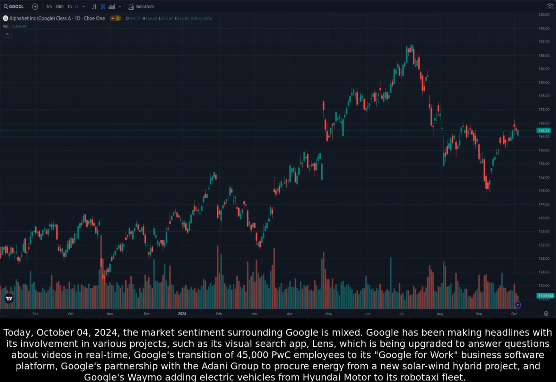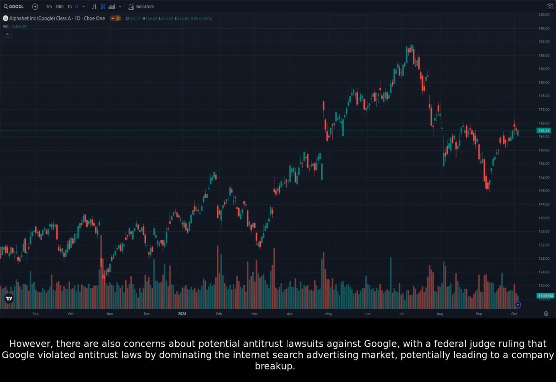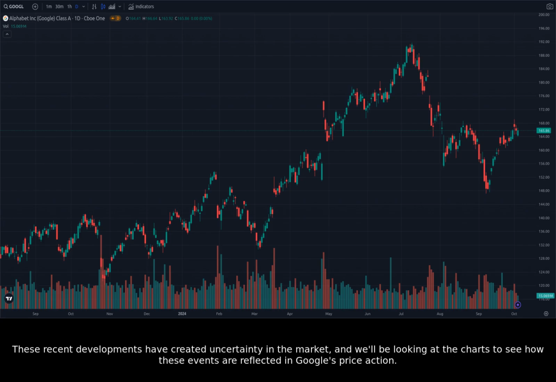robotaxi fleet. However, there are also concerns about potential antitrust lawsuits against Google, with a federal judge ruling that Google violated antitrust laws by dominating the internet search advertising market, potentially leading to a company breakup. These recent developments have created uncertainty in the market, and we'll be looking at the charts to see how these events are reflected in Google's price action.